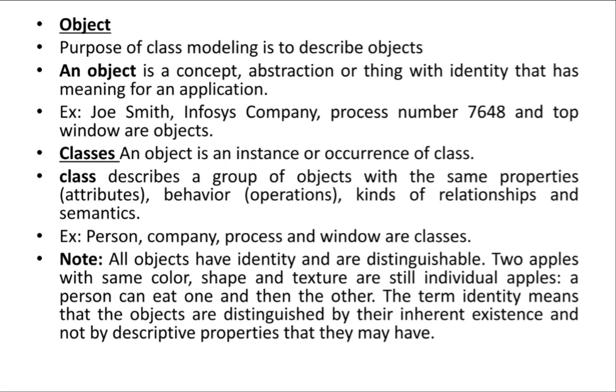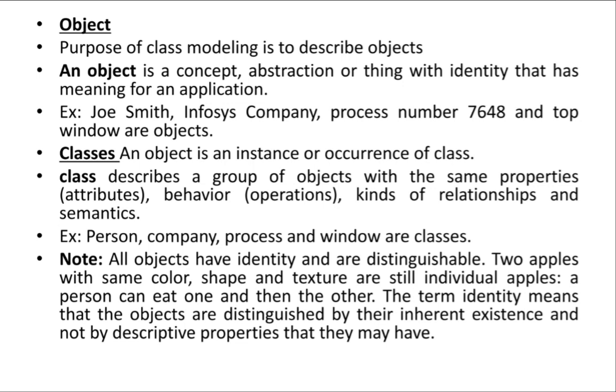If I say object, an object can be real or conceptual. Infosys company is a real world object. Process number is conceptual. Or not only process, a program, whatever program you are going to write, a program is a conceptual object. Hope you are understanding. So in simple words, an object is a thing or a concept or an abstraction with identity.